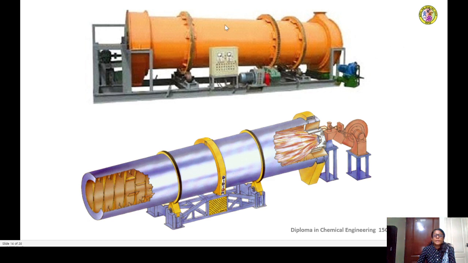Okay, so this is a real picture of a rotary dryer. The bottom picture shows a sketch of how a rotary dryer is constructed and operated. In this case, it is hot flue gas that is used as the drying medium. You can see this is the feed end, and these are the spiral flights. After a certain distance, you can see the lifting flights are fitted.